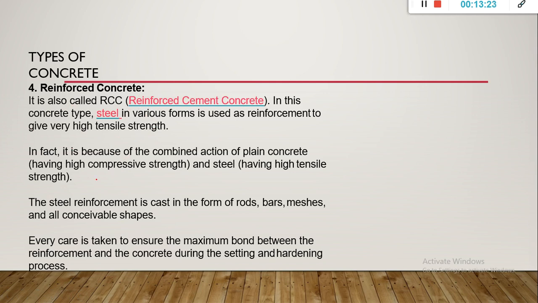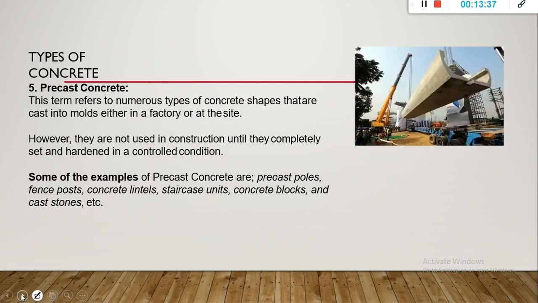And after that comes reinforced concrete. In reinforced concrete, steel in various forms is used as reinforcement to give very high tensile strength. In fact it is because of the combination of plain concrete and steel. So where we add steel to concrete, that is called reinforced concrete, used where more tensile strength is needed.